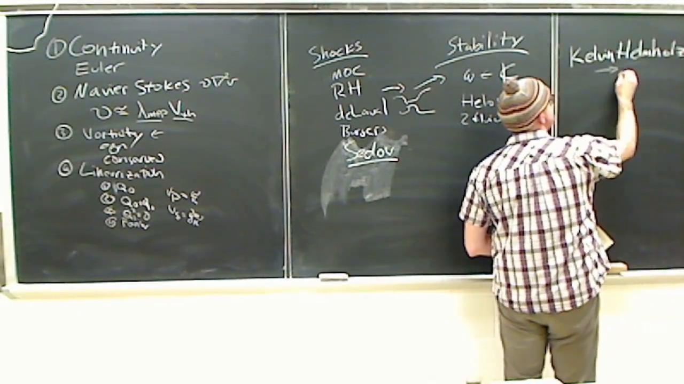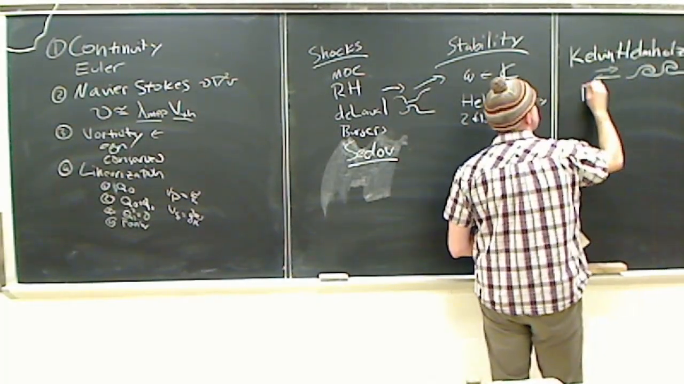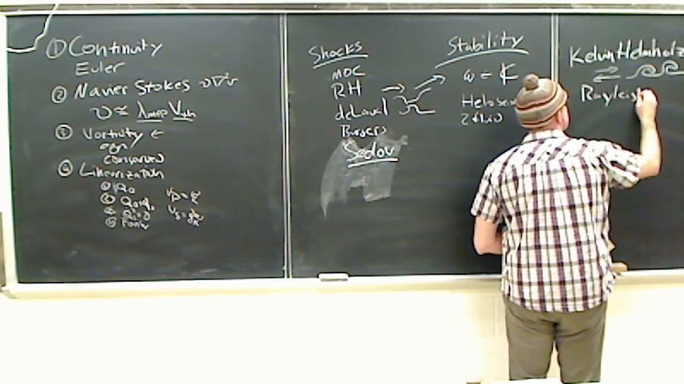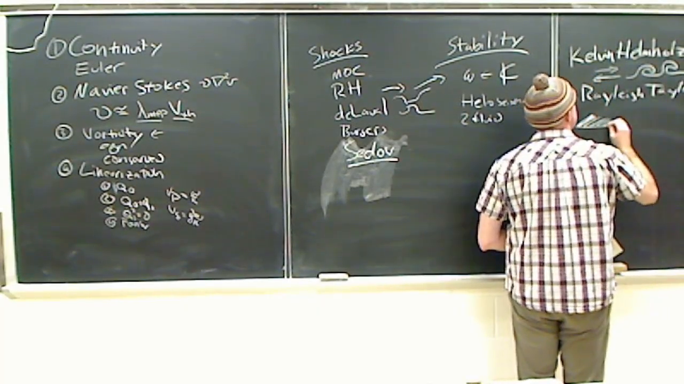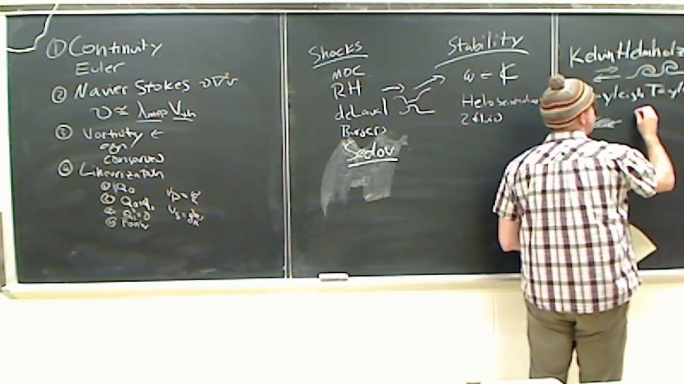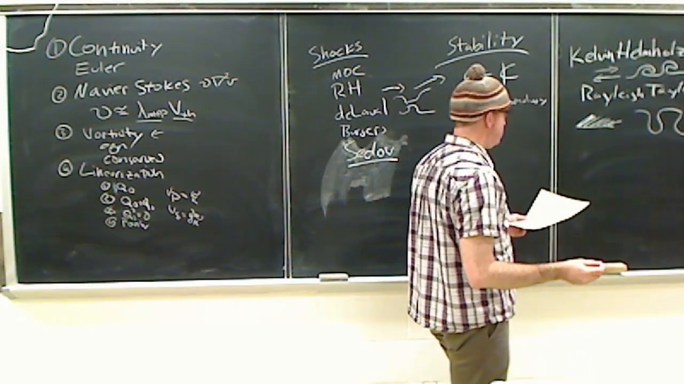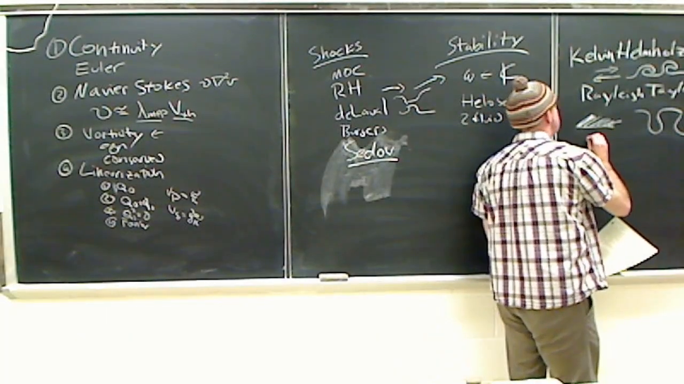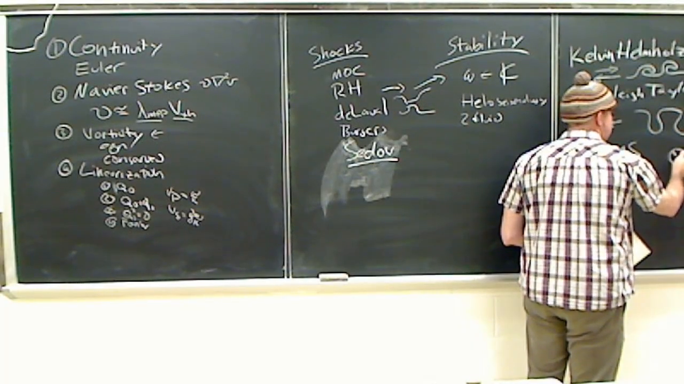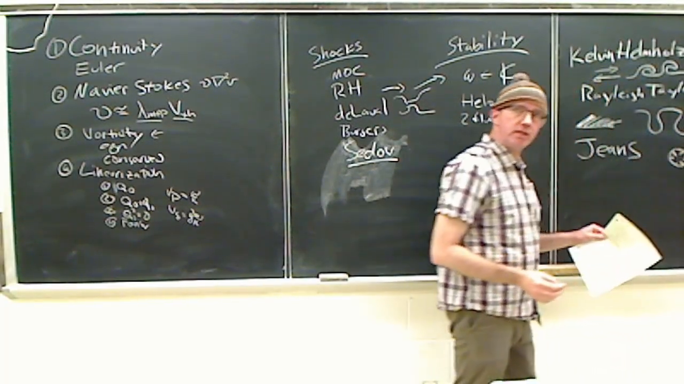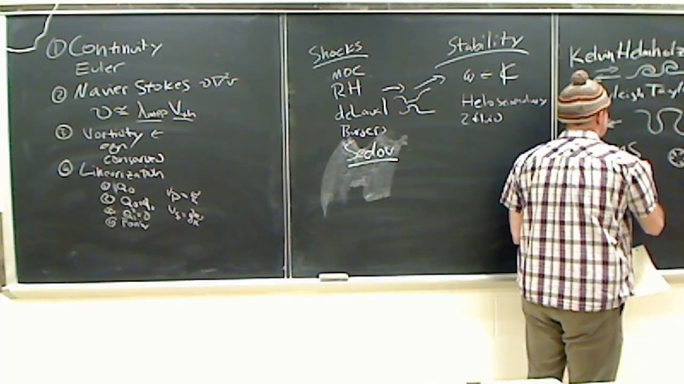Kelvin-Helmholtz, which is a shear instability, and it makes these whirls like this. And Rayleigh-Taylor, and that's heavy on light, and that gives you bubbles and spikes. And we talked about Jeans, which is the gravity instability. And so you should know about the Jeans length and the Jeans mass.